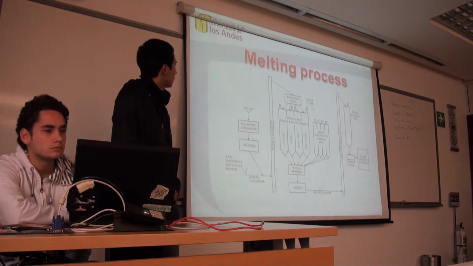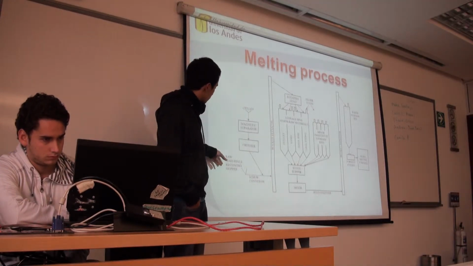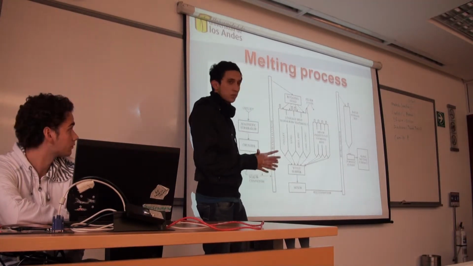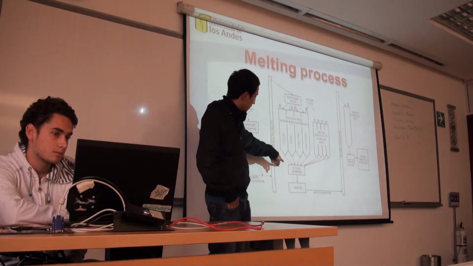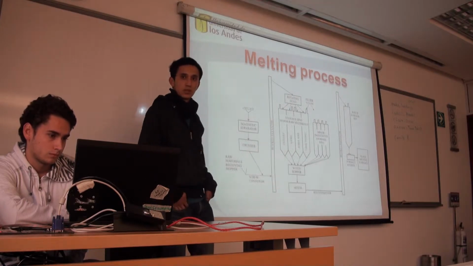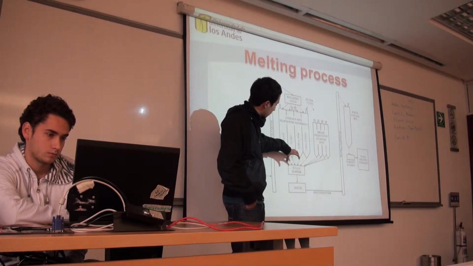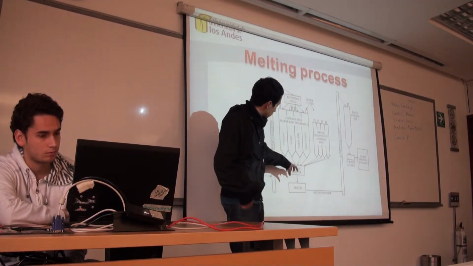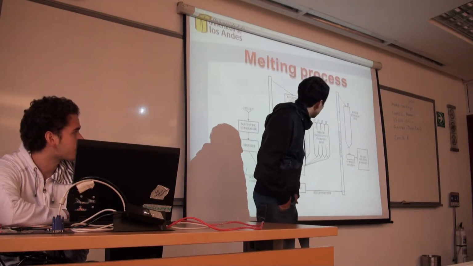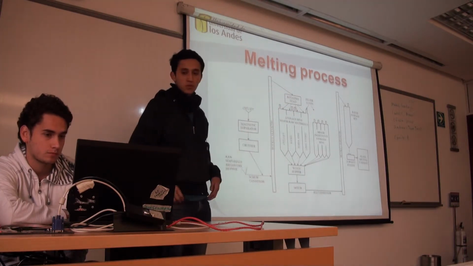And about the melting process, we have the cullet, that is the recycled glass, and the raw materials that are stored in some special bins to give some proportion of the materials to give some properties for the glass. Then the mixture, that is when you have the mix complete, you put this mix in the furnace, where you give some special forms for the glass.